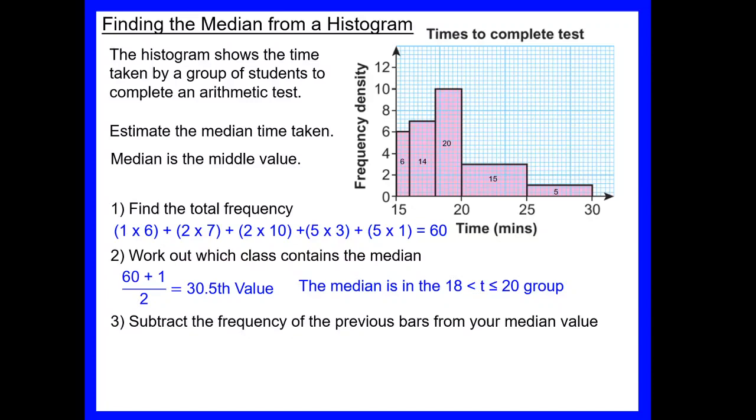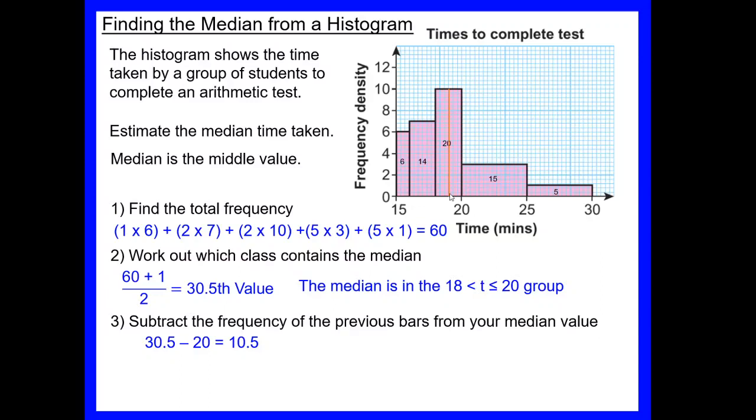My next step is to subtract the frequency of the previous bars from our median value. So our median is 30.5. They're in this group, so I'm going to take away the values from the previous bars, which was 20, and that leaves me 10.5. So that's my first 20 people. I need up to 30.5, so I need 10.5 people from this group. Now this group contains 20 people, so 10.5 is approximately halfway. So I'm just going to draw a line roughly halfway. I can't use this line to take any readings at the minute. I've just drawn it approximately where I think it needs to be.